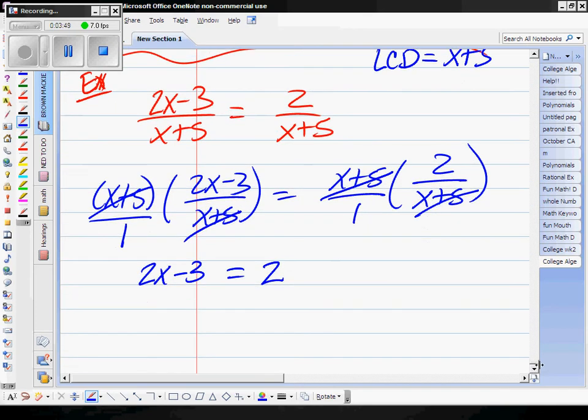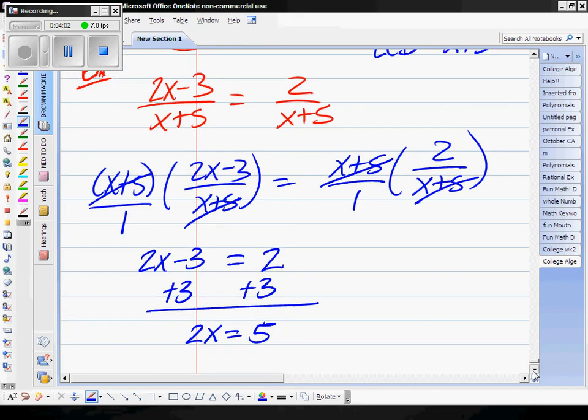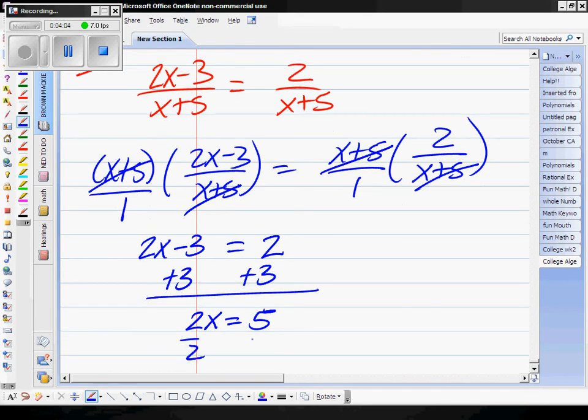So am I done? No. Got to add a 3 to both sides because we're solving for x, right? And that leaves us with 2x equals 5. One more step to go. Divide both sides by 2. And so x equals 5 over 2.